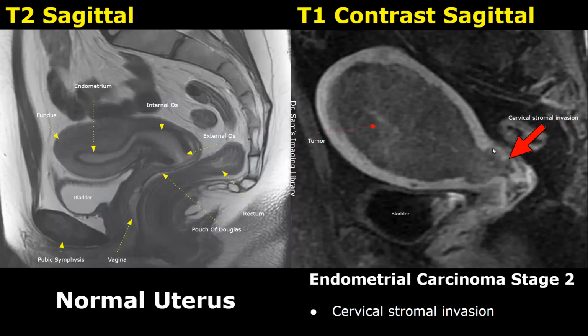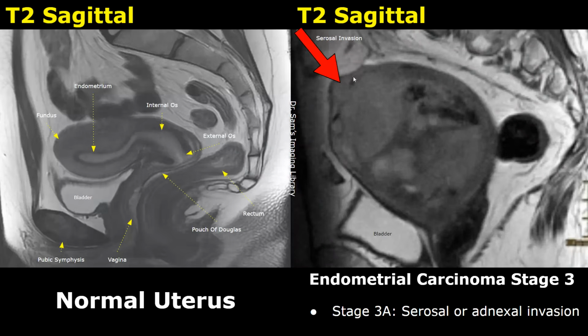This is stage 3A endometrial carcinoma. The cancer has invaded the serosa, the outermost layer of the uterus. We also see some irregularity here. Some irregular margins are seen. The cancer can also spread to the adnexa.